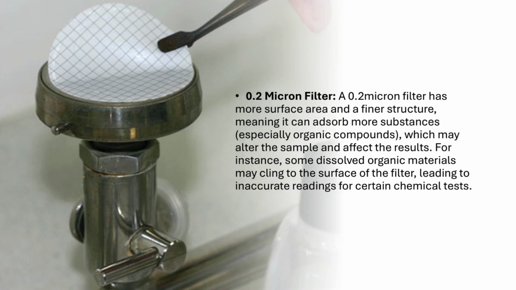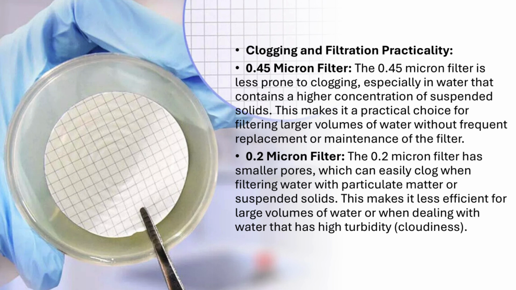For 0.2 micron filter, a 0.2 micron filter has more surface area and a finer structure, meaning it can adsorb more substances, especially organic compounds, which may alter the sample and affect the results. For instance, some dissolved organic materials may cling to the surface of the filter, leading to inaccurate readings for certain chemical tests. Third, clogging and filtration practicality.